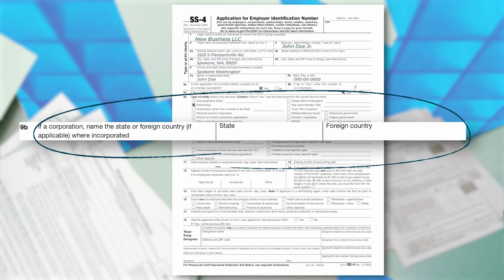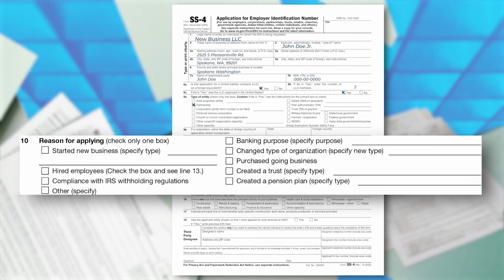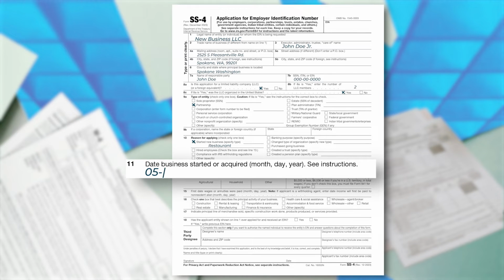If you're a corporation, fill out your location in 9B. If not, you can skip that. For line 10, you're going to select your reason for applying. Hint, most select started a new business and fill it in with their business type. For example, restaurant. For 11, write the month, day, and year that you started your business.